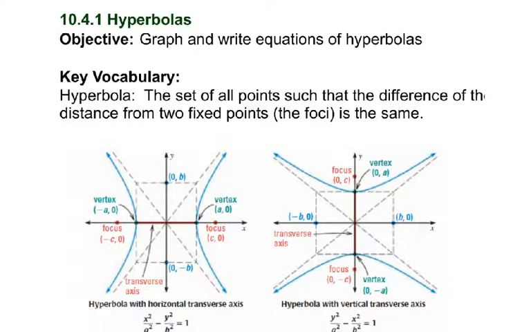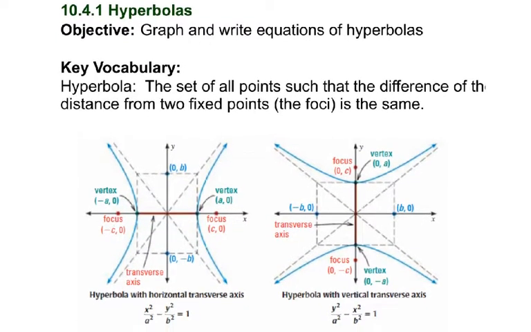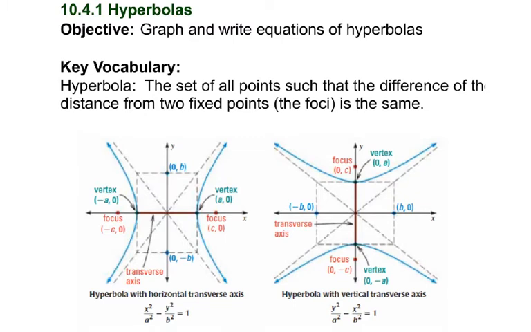10.4.1 Hyperbolas. The objective is to graph and write equations of hyperbolas. A hyperbola is a set of all points such that the difference of the distances from two fixed points, the foci, is the same. Notice that with these graphs, the graphs themselves are in blue. They do not create a closed shape. It's more like two parabolas opening away from each other. You'll also notice in the equation that there is a subtraction sign in front of the term that has the b squared in the denominator.